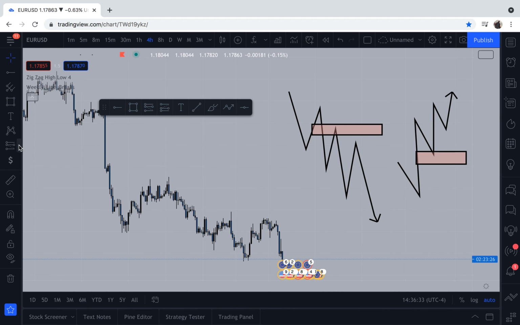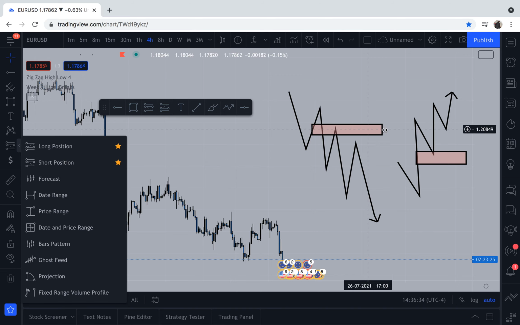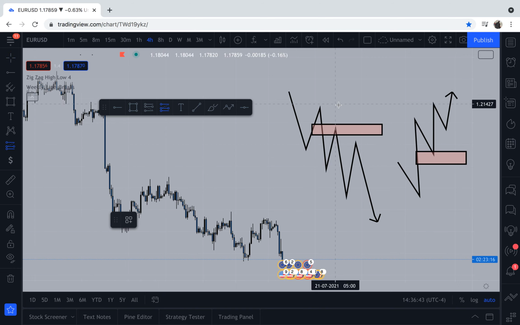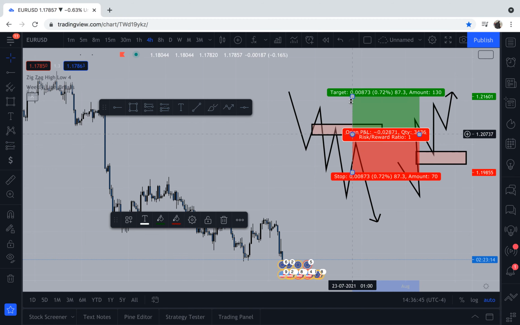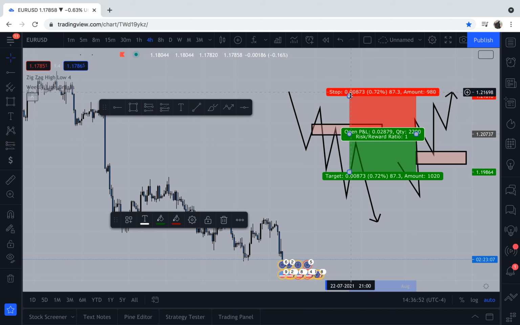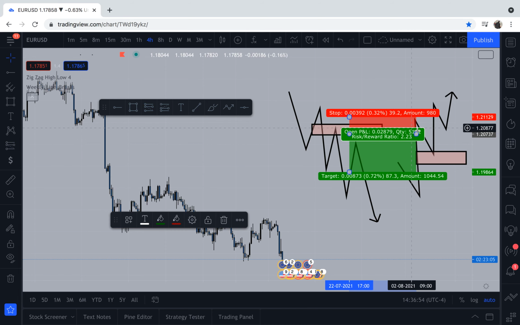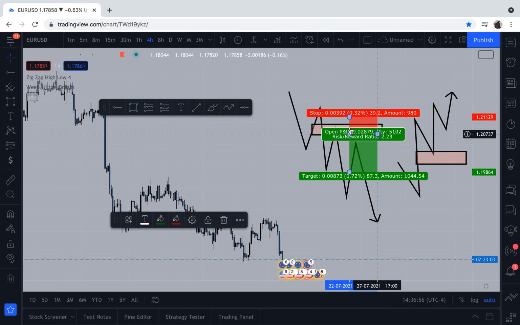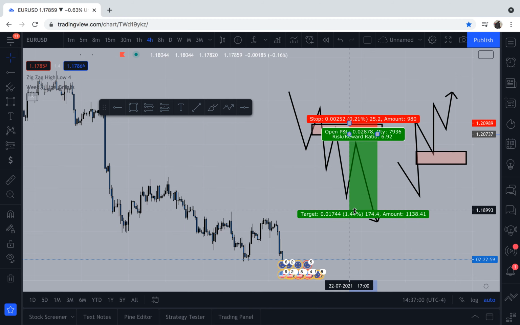Once we identify our area of interest, we'll get on a smaller time frame and look for certain confluences to decrease our risk and maximize our reward. And that is essentially all smart money is.